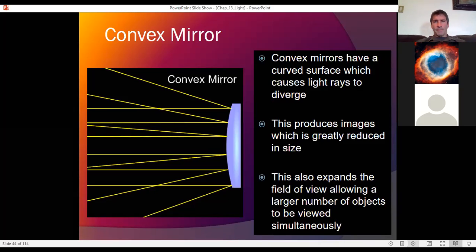Something really interesting happens when we use a curved surface mirror. The old fun houses at the carnivals would actually curve the mirror and would distort your image. And the reason for this is a curved surface will actually change the overall magnification of the image that you see. Now, this is what we call convex.